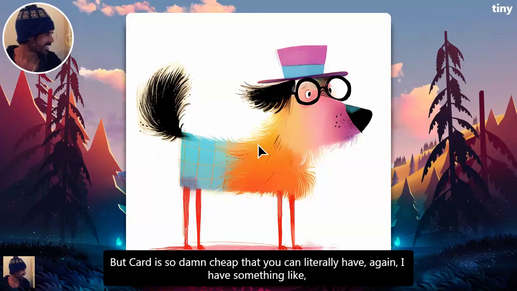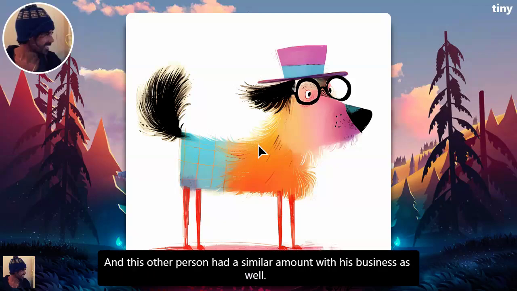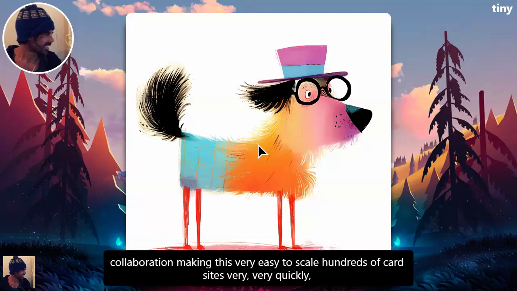But Card is so cheap that you can literally have, again, I have less this year, as I record this in 2024, than ever before, because I have started to move some of this stuff to Framer, but I still have my own account, which I think has 50 Card occurrences, and I have a partner who has the same thing. I think he has 100. I used to have 100 or 200 of my own, and this other person had a similar amount with his business as well, and we do a lot of collaboration, making this very easy to scale hundreds of Card sites very, very quickly, if we so desired.